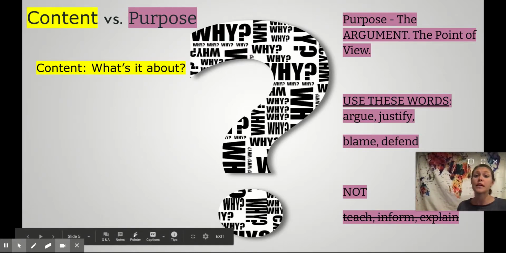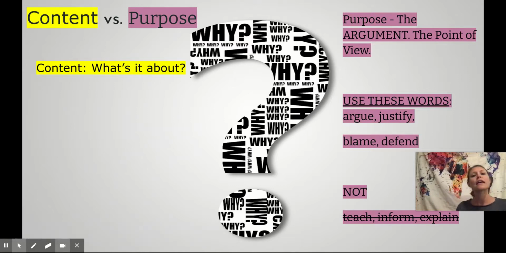I actually recommend that you do the same thing that I did, which is write down the words and cross them out. Because teaching somebody or informing somebody or explaining something to somebody doesn't let you know what their purpose is, what they're trying to get you to believe. Arguing, justifying, blaming, and defending, those words will usually get more at the argument or the point of view. So just try those words out and see how it goes for the next few times that you apply O.P.V.L.